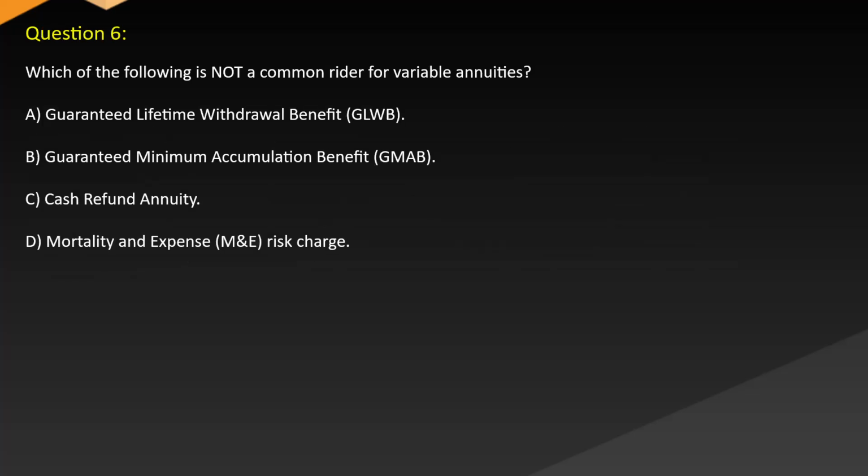Question 6. Which of the following is not a common rider for variable annuities? A. Guaranteed lifetime withdrawal benefit. B. Guaranteed minimum accumulation benefit, GMAB. C. Cash refund annuity. D. Mortality and expense, and E. Risk charge.